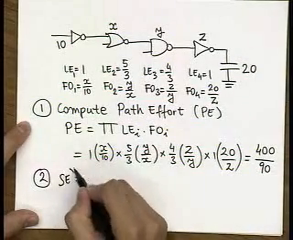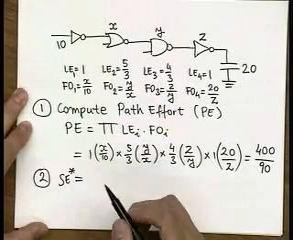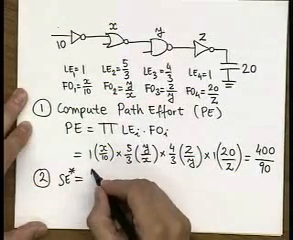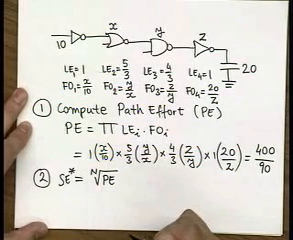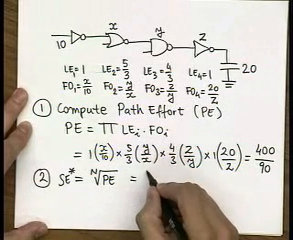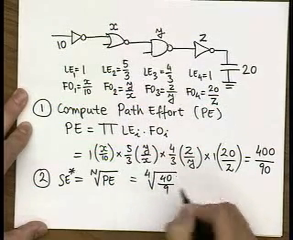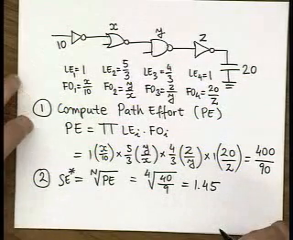Second, calculate the optimal stage effort, which is equal to the nth root of the path effort. So that is equal to the 4th root of 40 over 9. That is equal to 1.45.